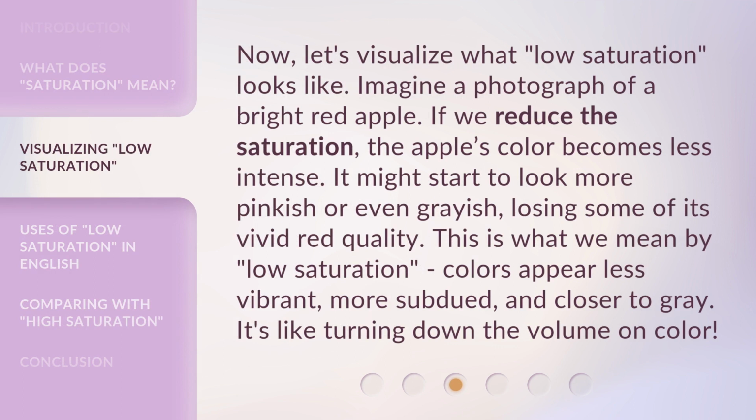Now, let's visualize what low saturation looks like. Imagine a photograph of a bright red apple. If we reduce the saturation, the apple's color becomes less intense. It might start to look more pinkish or even grayish, losing some of its vivid red quality. This is what we mean by low saturation. Colors appear less vibrant, more subdued, and closer to gray. It's like turning down the volume on color.